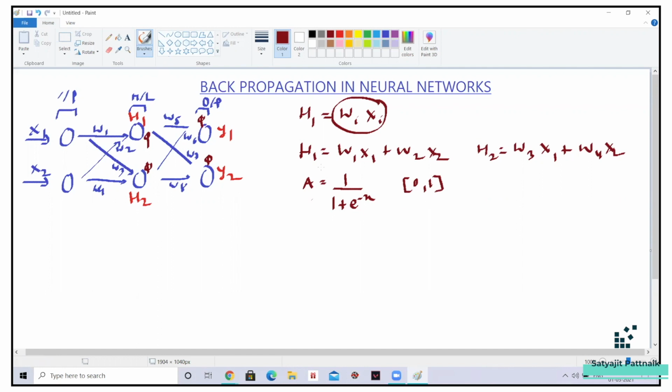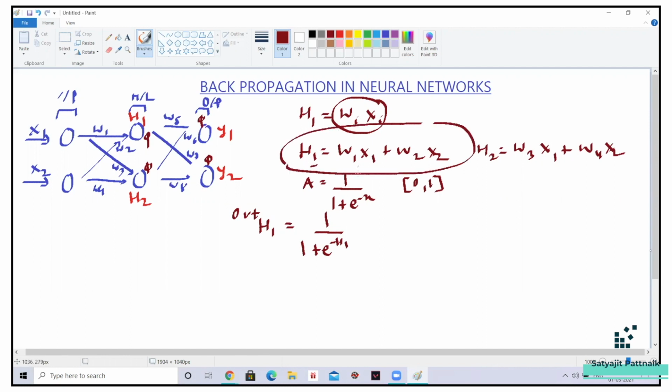So the output of H1 will be 1 by 1 plus e to the power of minus H1. H1 is W1 X1 plus W2 X2, and this particular thing is passed through an activation function. So the output of H1 will be 1 by 1 plus e to the power of minus H1. Similarly, the output of H2 will be 1 by 1 plus e to the power of minus H2.